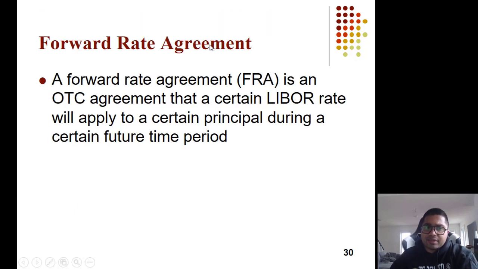Next, a forward rate agreement. So FRA, a forward rate agreement, is an OTC agreement that a certain LIBOR rate will apply to a certain principal during a future period. So what is an FRA? FRA is an agreement to exchange floating rate LIBOR with a fixed rate. Either you pay floating and receive fixed, or you pay fixed and receive floating. Either of the two.